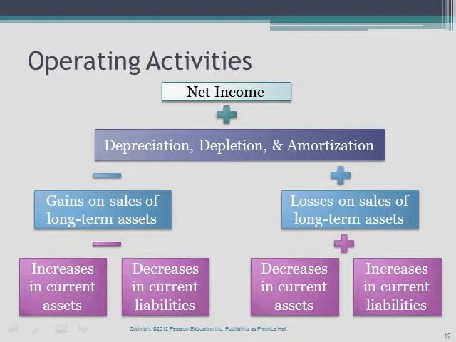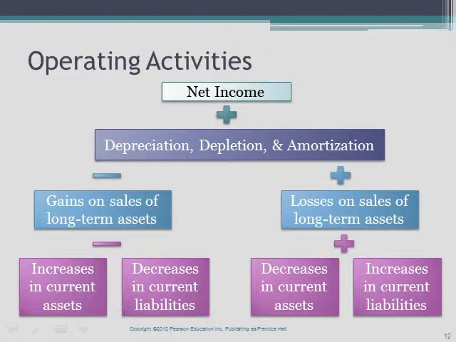Sales of long-term assets are investing activities, and there's often a gain or loss on the sale. On the statement of cash flows, the gain or loss is an adjustment to net income. This adjustment is made to the operating section so the entire cash effect of the sale can be reported in the investing section.